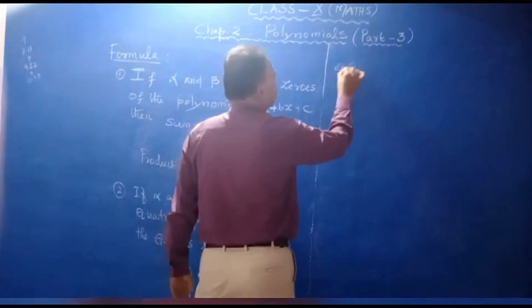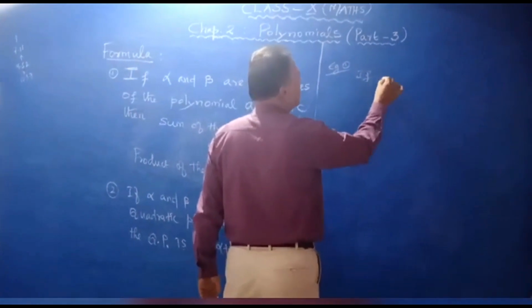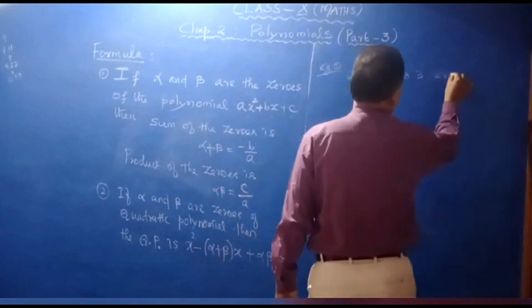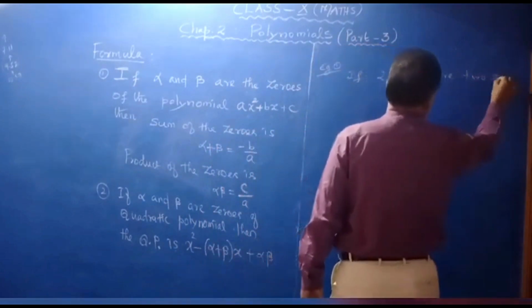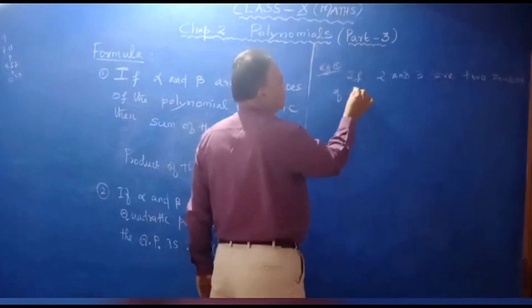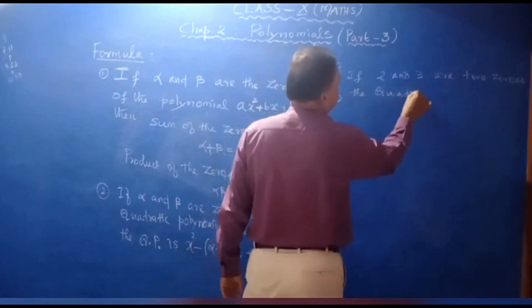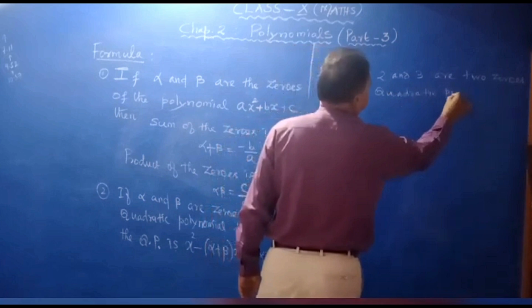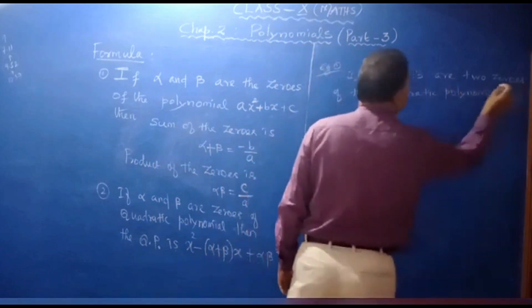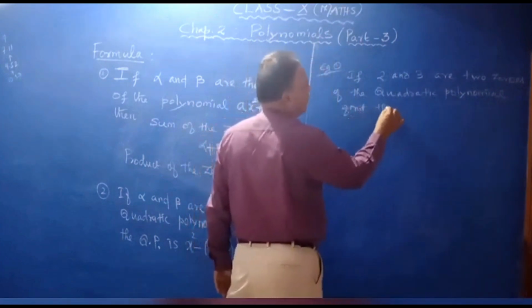Now we will see one example using these formulas. Example: if 2 and 3 are the two zeros of the quadratic polynomial, find the quadratic polynomial.